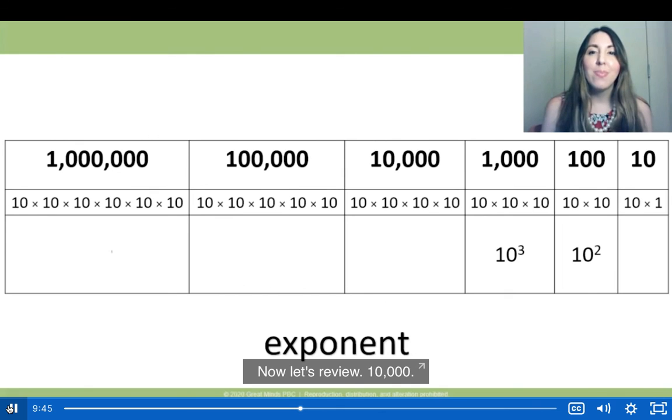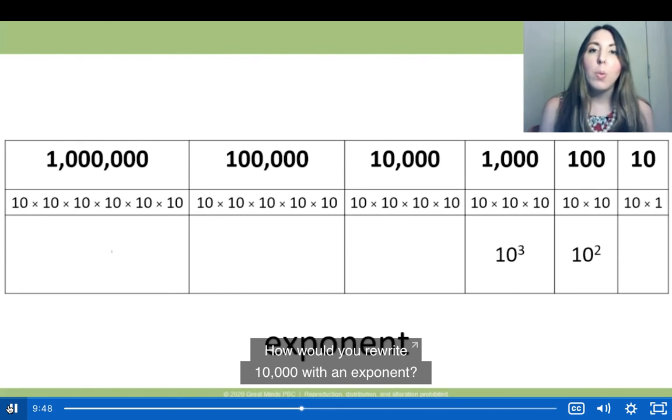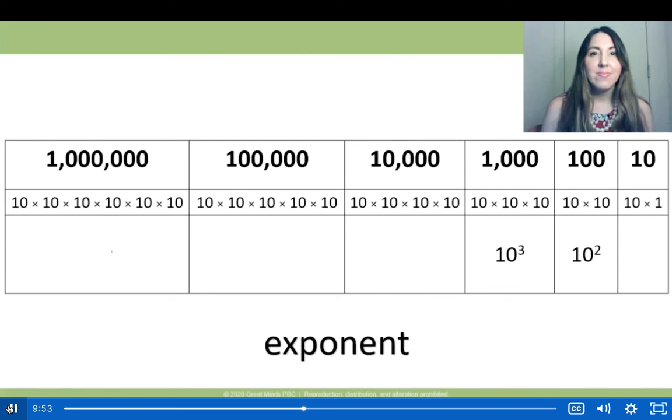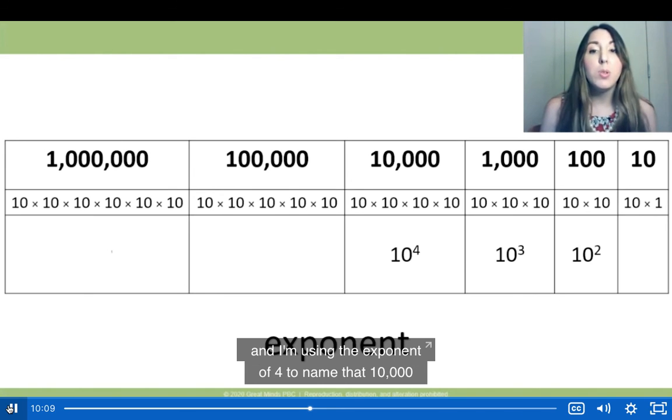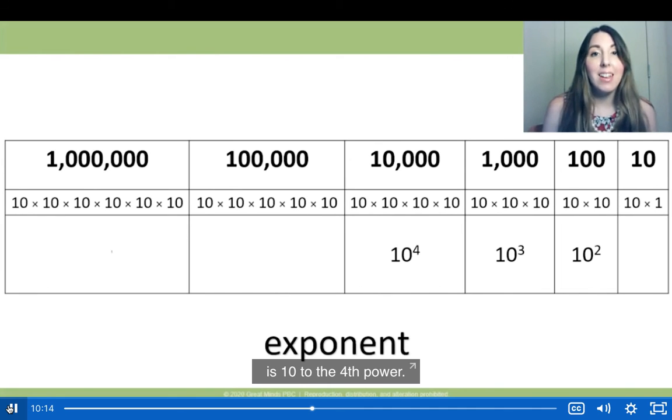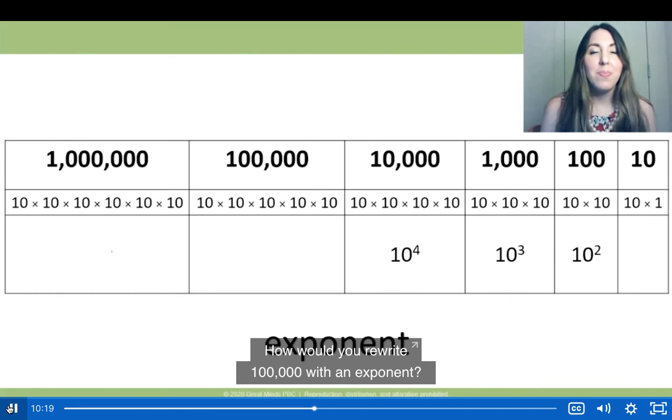Now, let's review. 10,000. How would you rewrite 10,000 with an exponent? 10 to the 4th power. How did you know that? Because in 10,000 there are 4 factors of 10, and I'm using the exponent of 4 to name that 10,000 is 10 to the 4th power. Let's move to 100,000. How would you rewrite 100,000 with an exponent?